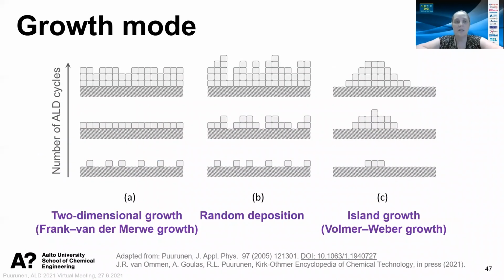Growth modes are sometimes discussed. Two-dimensional growth, or Frank-van der Merwe growth, is often even assumed for ALD, while I wouldn't actually see why we should exactly follow this. Then there is the theoretical case of random deposition, in between, before we go to island growth, or Volmer-Weber growth, where the growth preferentially occurs on the already deposited material. In random deposition, you don't have any preference. In the first case, you always deposit in the lowest available row of material.